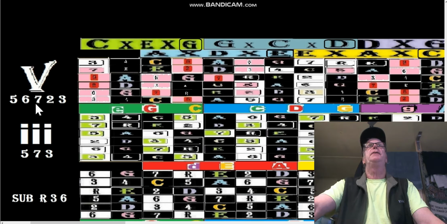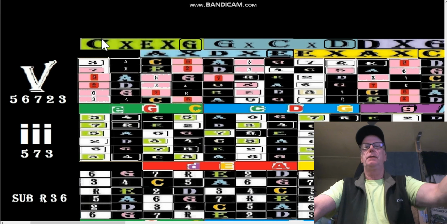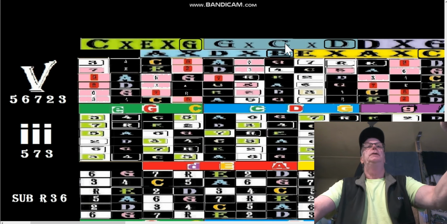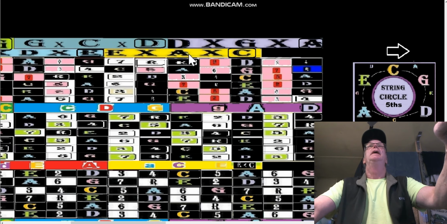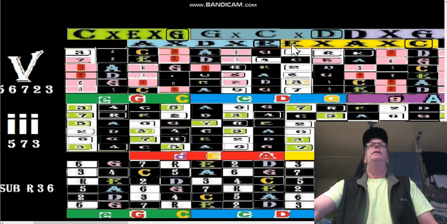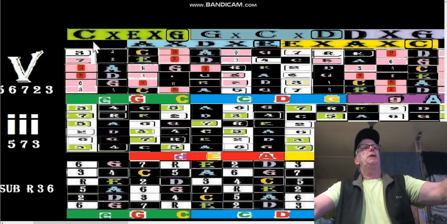Okay, we're looking at the third shape in the C box. Remember, CEG forms a root, 3, 5. Here we have 1, 4, 5, G, 6, G, C, D. Here we have D, G, A. But in the C box it spells C, E, G.